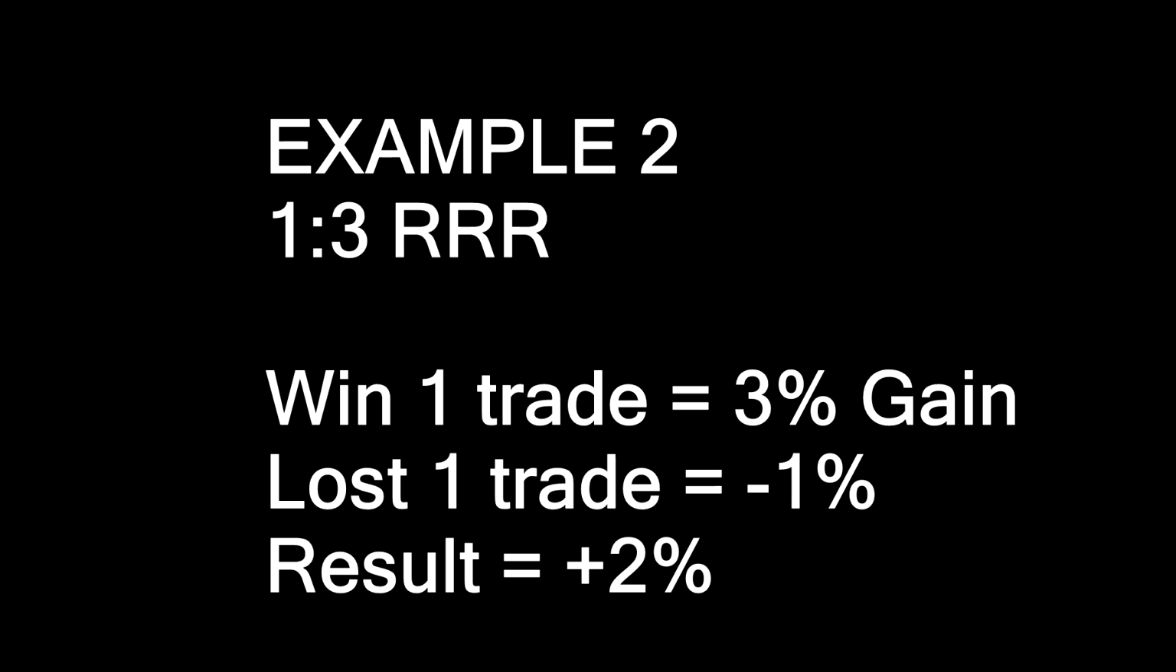Example number 2 is a bit better because it's using a 1-to-3 risk to reward ratio. So if you're risking, let's say $100, when it gets 3 times that, which is $300, you would get out. So if you win the first trade, that's 3% gain. And if you lose the next trade, that's minus 1%. Overall, you earn plus 2%. So as you can see, you have to lose 3 trades in a row to come to break even. So this is an ideal and a very optimal risk to reward ratio that you can use.